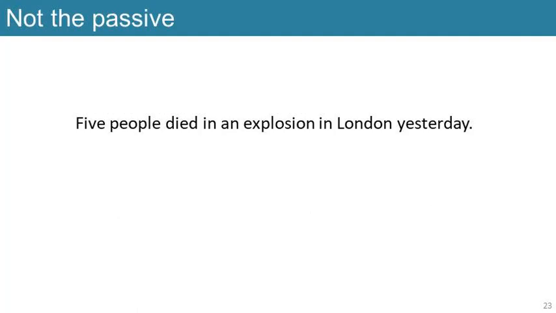This has led some people to designate as the passive other constructions that avoid naming the agent. Here is an example. Five people died in an explosion in London yesterday. This is the passive, they claim, because it doesn't name the agent, i.e. who planted the bomb. But this is not in fact a passive as defined by grammarians. The sentence contains neither a be or get auxiliary nor a past participle.